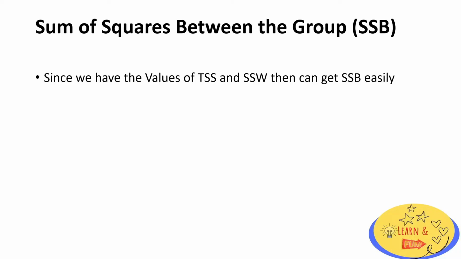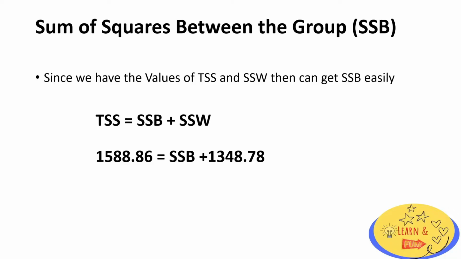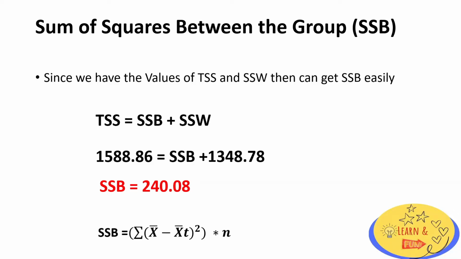We are basically finding out the value of SSB from the value of TSS and SSW. You all know that TSS is equal to SSB plus SSW. So we have already got the value of TSS and also the value of SSW. Using this information, we can get the value of SSB to be 240.08.